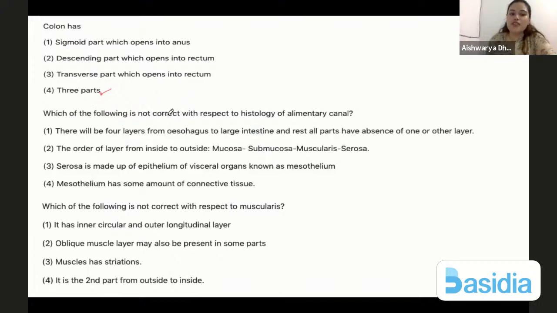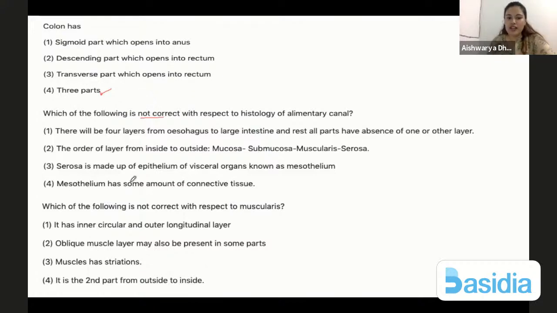Next, which of the following is not correct with respect to histology of the alimentary canal? Histology means the arrangement of the tissues or the layers. There will be 4 layers from esophagus to large intestine. Rest all parts have absence of one or other layer. Next, the order of layer from inside to outside: mucosa, submucosa, muscularis, serosa. Third, serosa is made up of epithelium of visceral organs known as mesothelium. Mesothelium has some amount of connective tissue present.